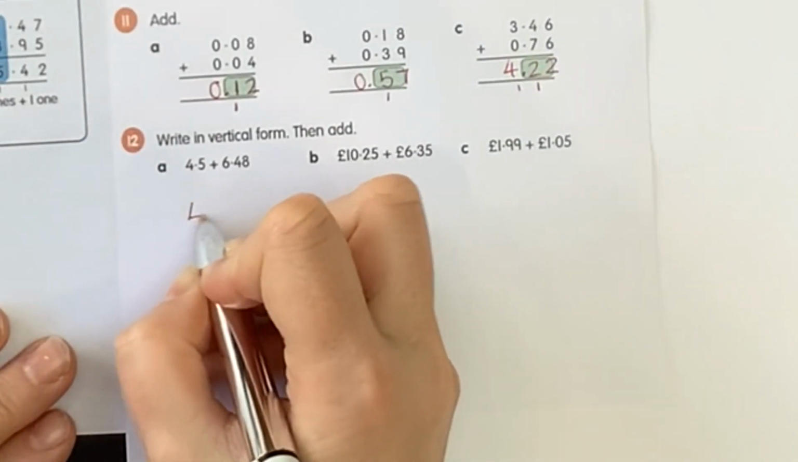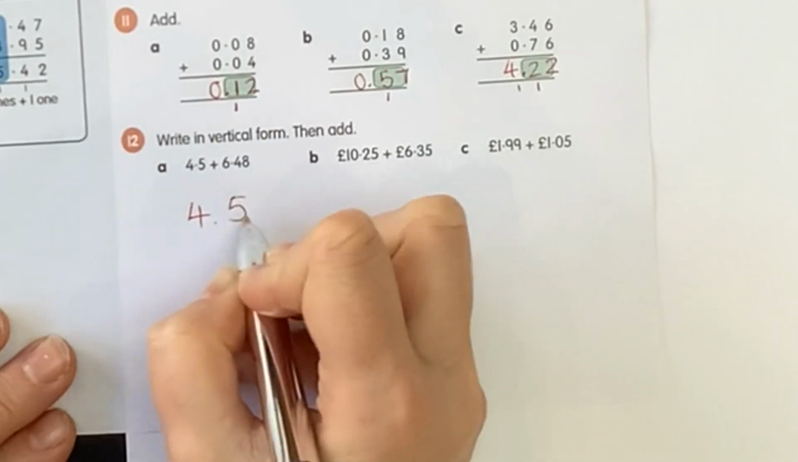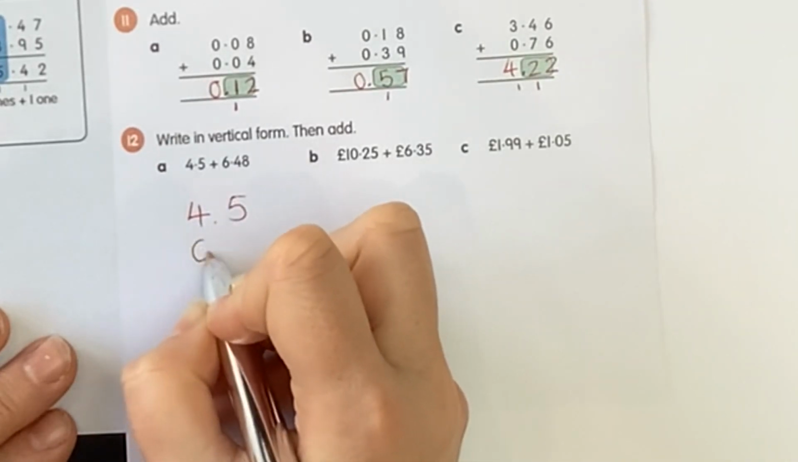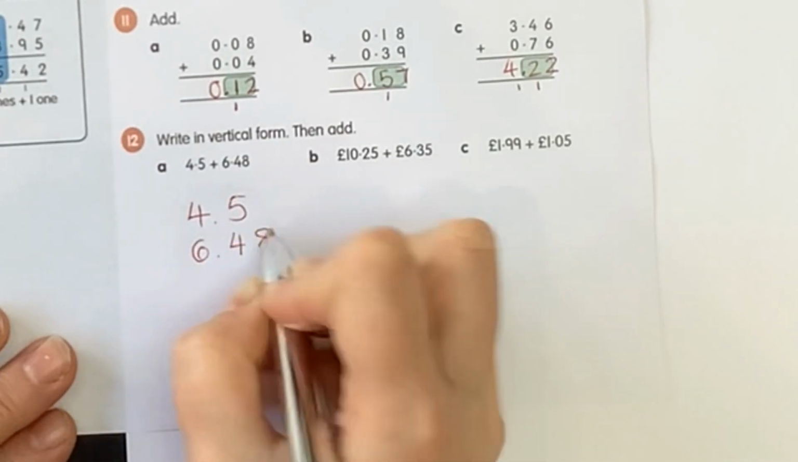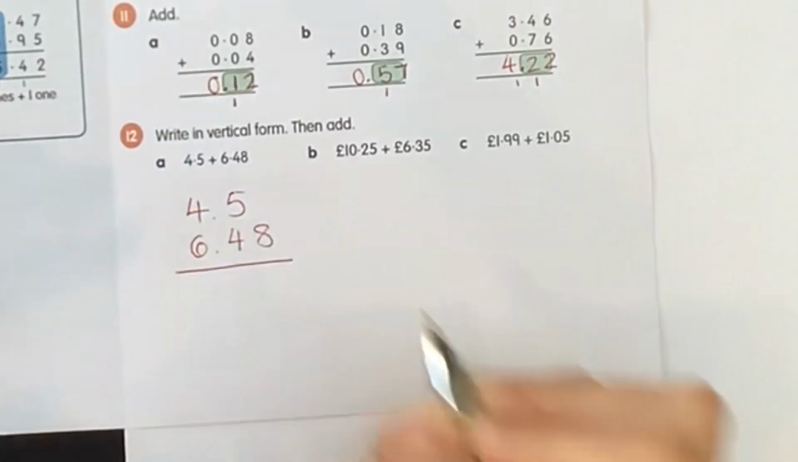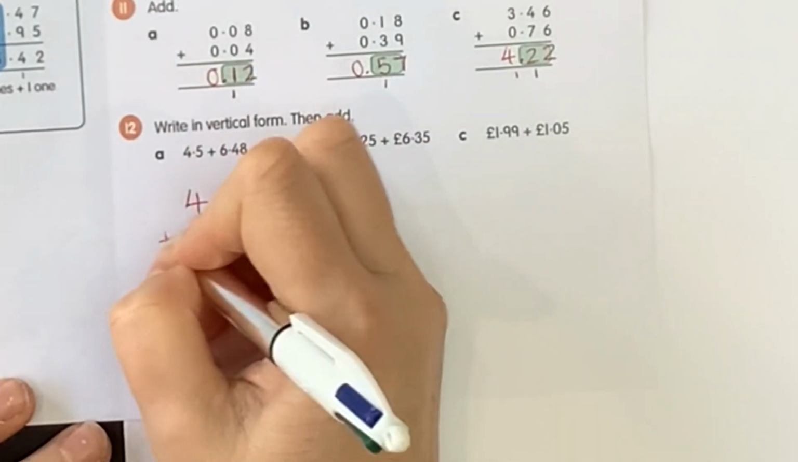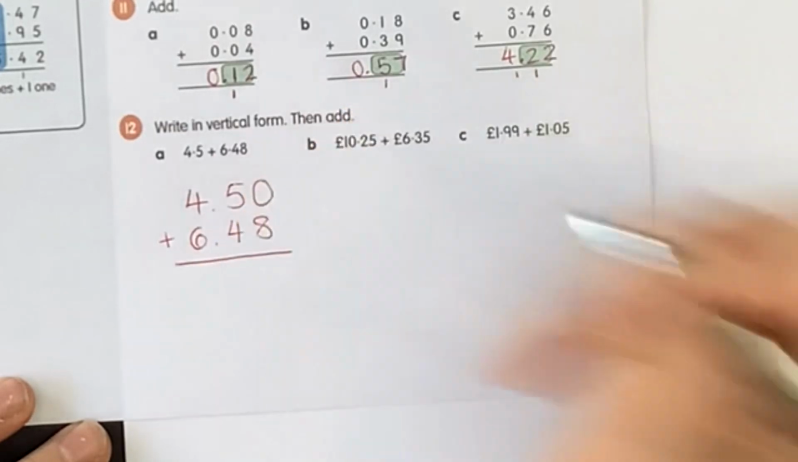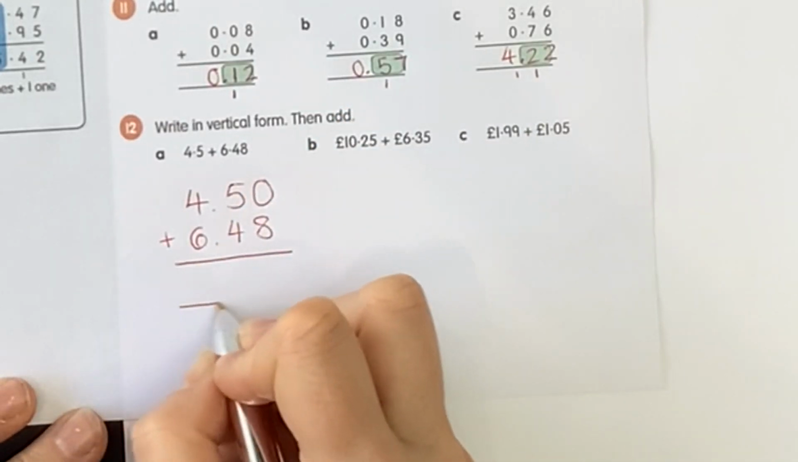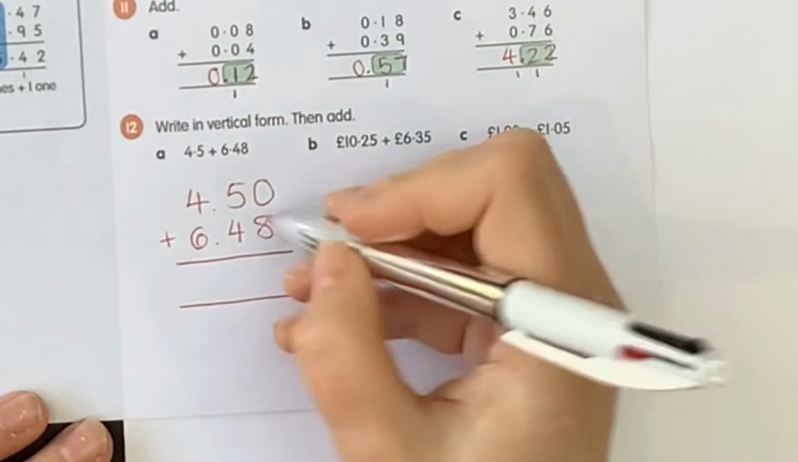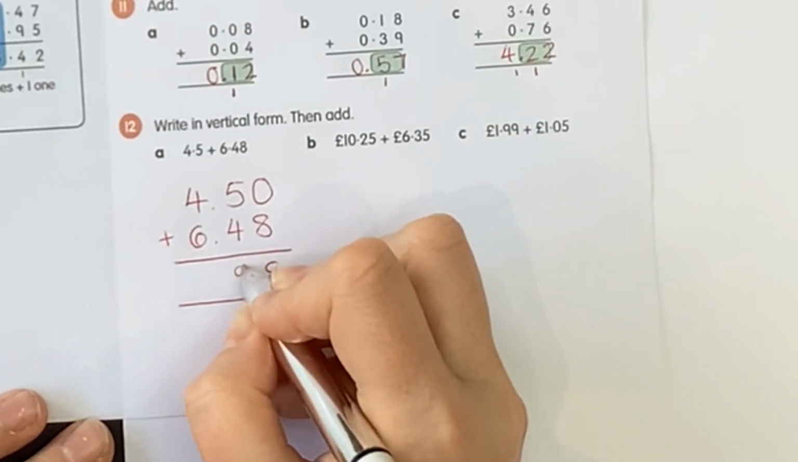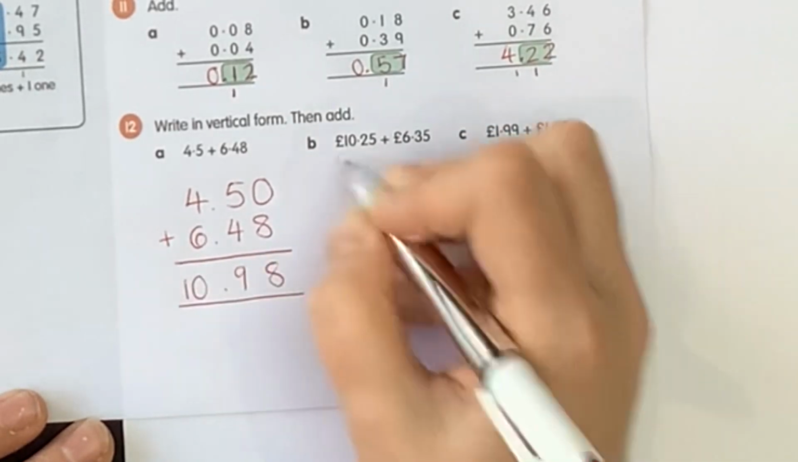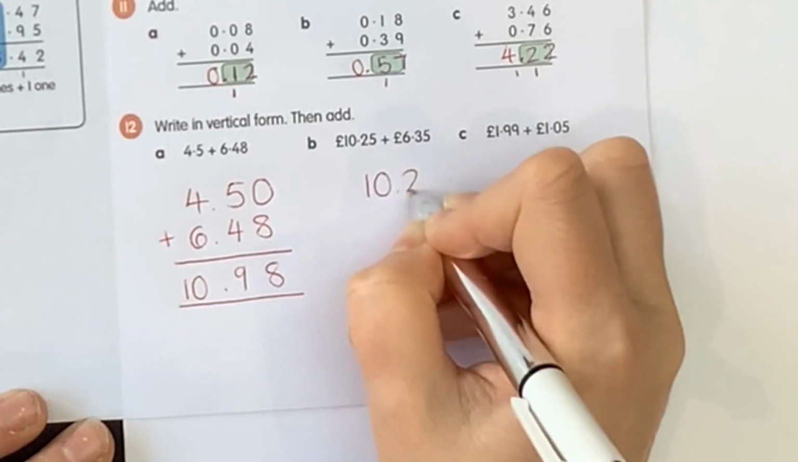Okay, first of all then, 4.5, 4 whole ones and 5 tenths, and 6.48. Notice they don't have the same amount of decimal places. Mentioned this yesterday. I like to put a 0 in there just to show that there aren't any hundredths in that number, and then we'll add them together. So 10.98. This one, £10.25.